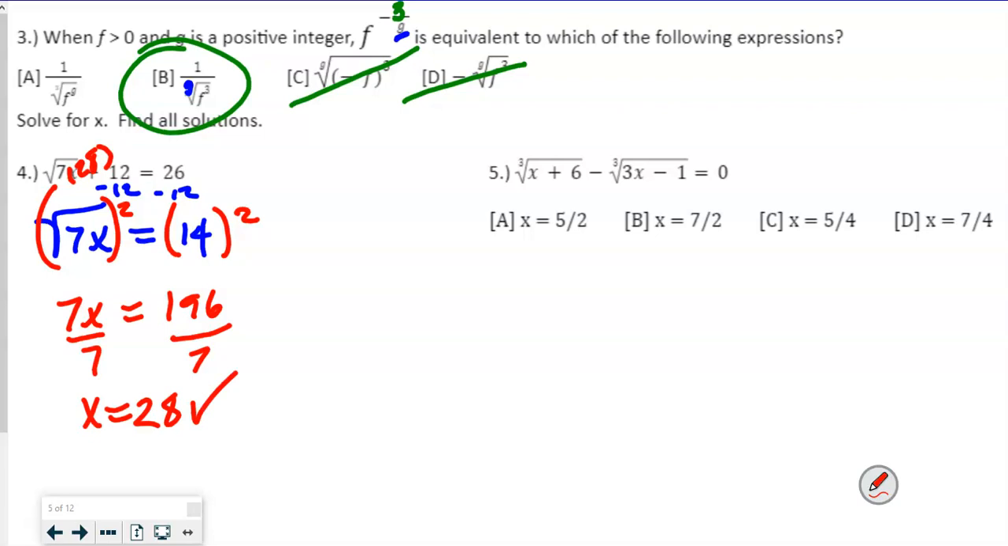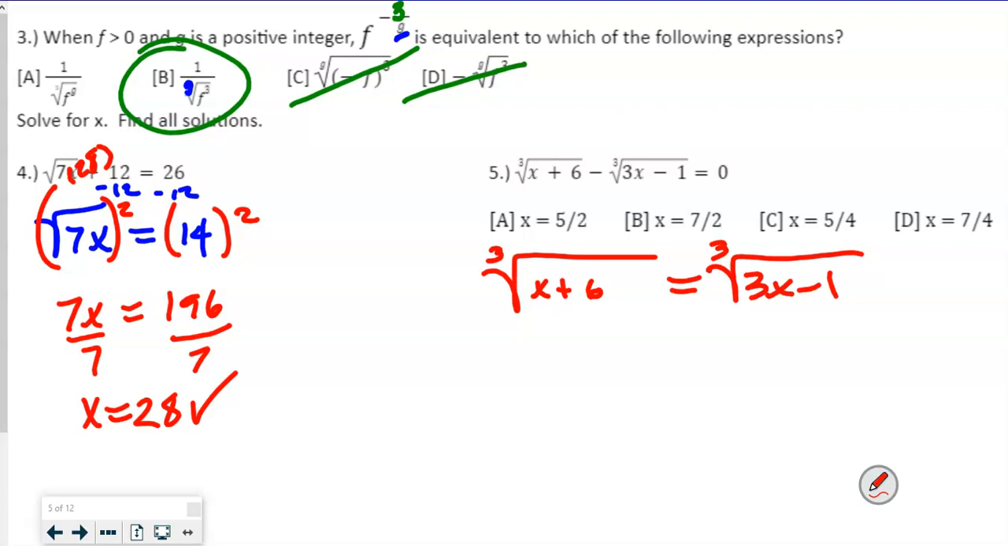So on the next one, we're going to move that radical to the other side first. So it's going to be the cube root of x plus 6 equals, and we would add it to get it to the other side, right? So this is going to be 3x minus 1. So now we're going to cube both sides, right? Cube. So that's going to give me x plus 6 equals 3x minus 1.